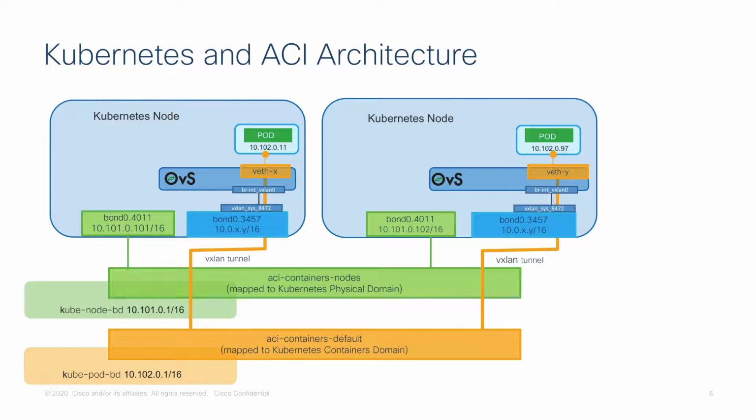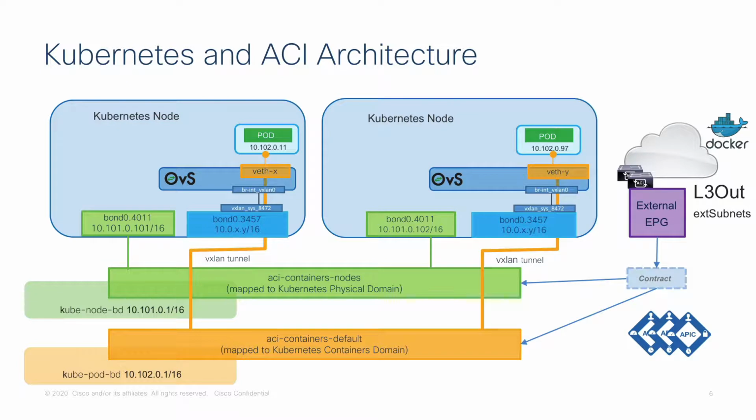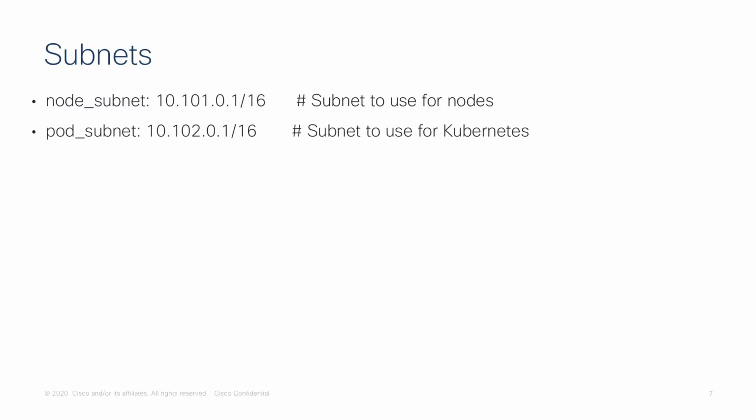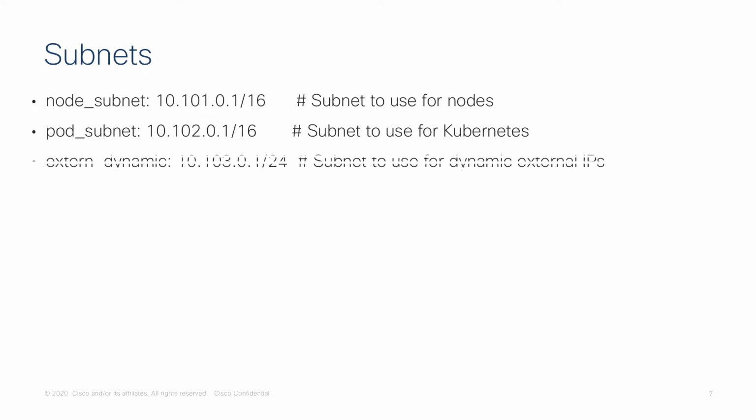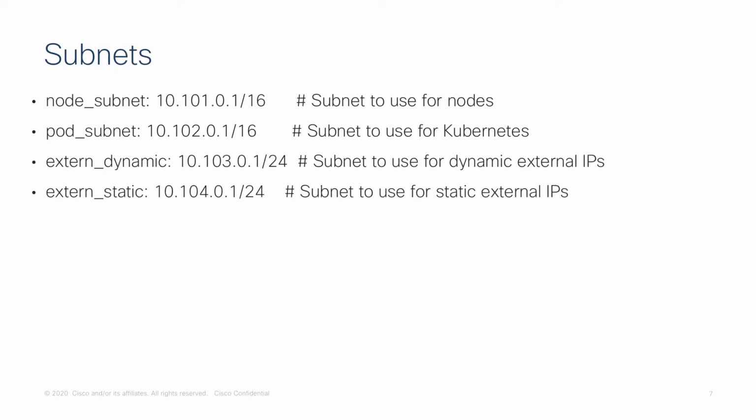As mentioned before, the nodes, and quite often the pods, also require access to the outside world, and in order to do that, we will have an L3 out with appropriate contracts configured as well. Just for reference, here are all the subnets we're going to use in my lab. Let's review them quickly. You should now be familiar with the first 2, so let's jump directly to external static and external dynamic. They are used to expose services of type load balancer. The static one is used for statically assigned IP addresses, and the dynamic one, well, for dynamically assigned IPs.